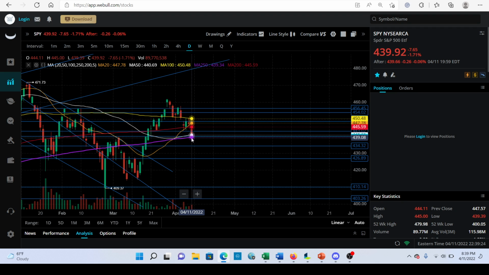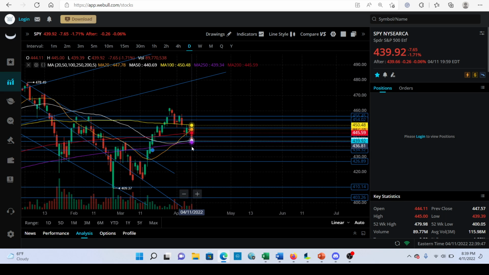Well, if we break this level, I think we get right down to this area, which is this little gap right there. This is going to be about 433 or 434, right around 434. And then if we break underneath this area at 434, I think we're coming all the way back down to 427, where what I'm paying attention to is the top of this massive green bar.